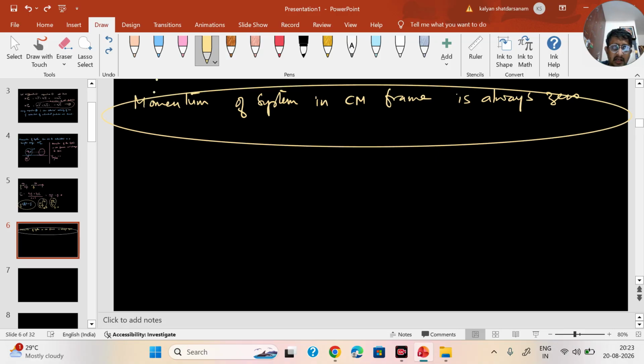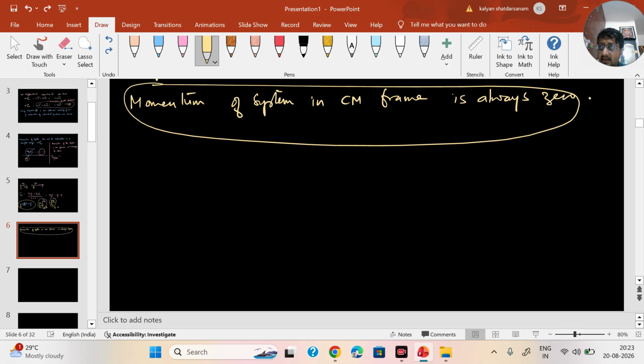Why is this important? Because later we will go into collisions and problems involving collisions, where sometimes you conserve momentum, sometimes it depends on the conditions. But if you go to the center of mass frame, it is always 0. No need to conserve it. One equation will be less. In the center of mass frame, momentum is always zero.